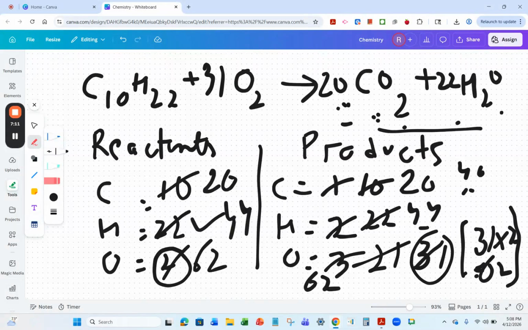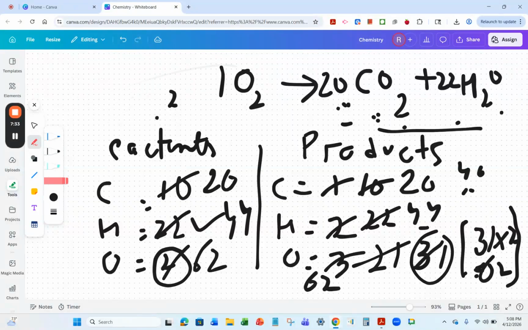So what to do? How about if we use the coefficient 2? If you multiply this formula with the 2, you can see 2 times 10 is 20 and 2 times 22 is 44. And last, just check your table. Carbon 20, hydrogen 44, oxygen 60. So this equation is balanced.